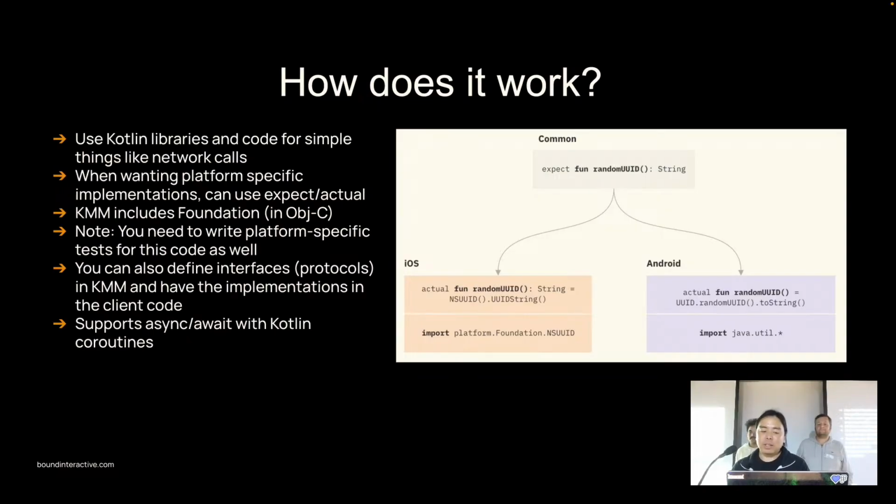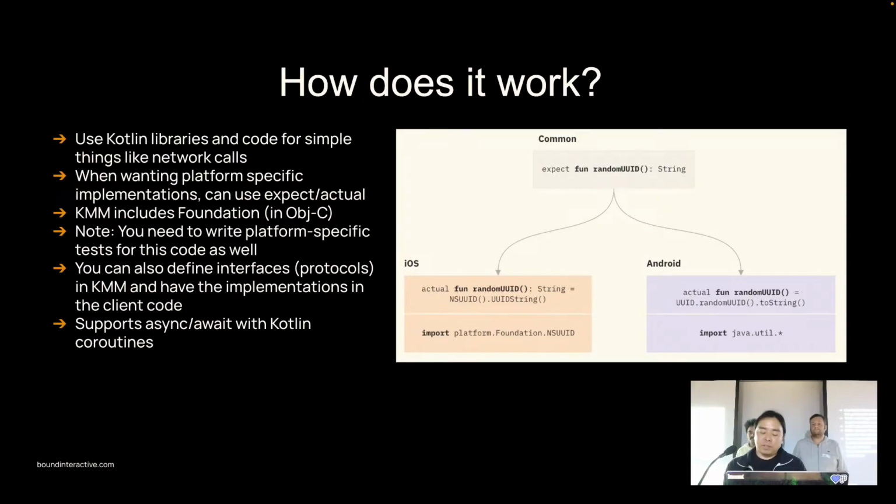Now, if you actually want to get into platform-specific implementation, like you can see on the picture, we're trying to generate a UUID. KMM itself doesn't support this, or it might later, but for now, you can have an iOS-specific version, because KMM actually includes Foundation under the hood, which is the Objective-C flavor, not the Swift flavor. But you can use Foundation APIs to do things like generate UUIDs, date time, and access user defaults. So those are some good examples.